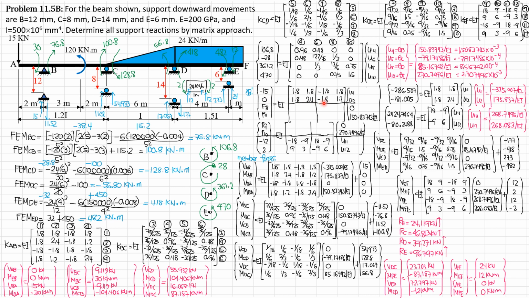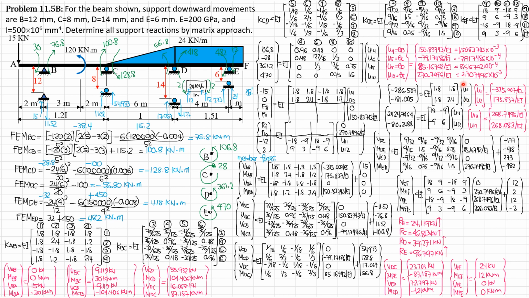Then this value here becomes 0. So equals negative 1.8 times 0, so it's still 0. Then 1.2 times 150.83743. Therefore, the force value here becomes 0 minus 1.2 times 150.83743, and that's negative 181.005. Then equals EI times this matrix times U1, U2.